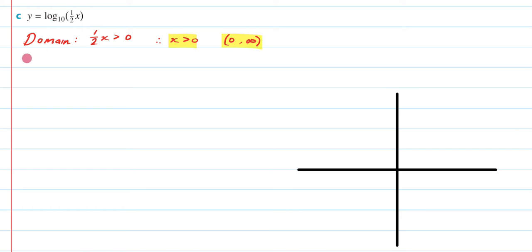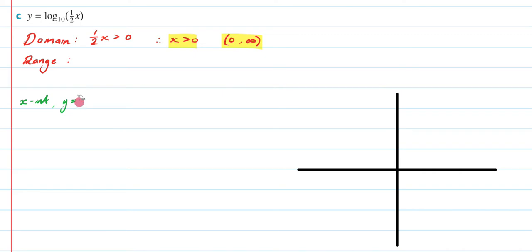So there are your domains. The next thing that we need to do is find my range, but I'm actually just going to hold off on this until we've drawn it, and it will become a lot clearer what my range will be. The next thing that I have to do is find my x-intercept. To find my x-intercept, we let y equal 0.